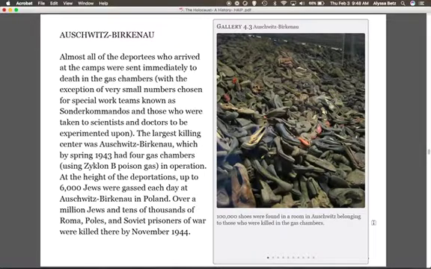Here we have Gallery 4.3, which is images specifically from Auschwitz-Birkenau. Each of them have captions explaining what you're looking at. You don't have to flip through Gallery 4.3, but it's there if you would like to look at the photos.